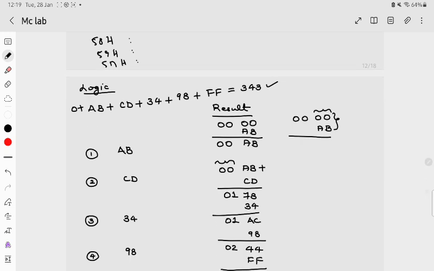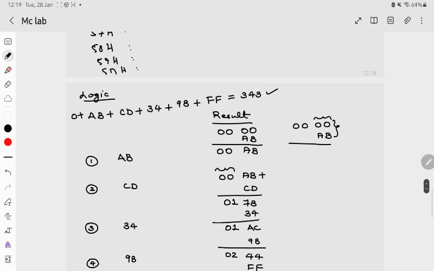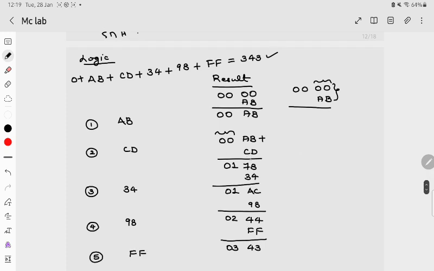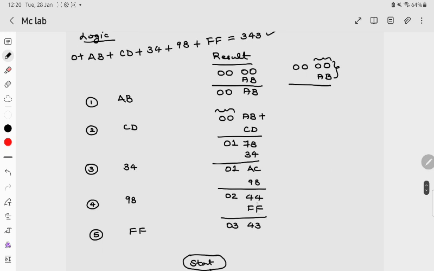So like we mentioned, initially the result is 2 bytes, which is 0000. Then we added the first number AB to it, so we got 00AB. Then we added CD to it, 00AB plus CD, we got 0178. Then we added 34 to it, we got 01AC. Then we added 98 to it, we got 0244. Then we added 44 to FF, we should get 0343.